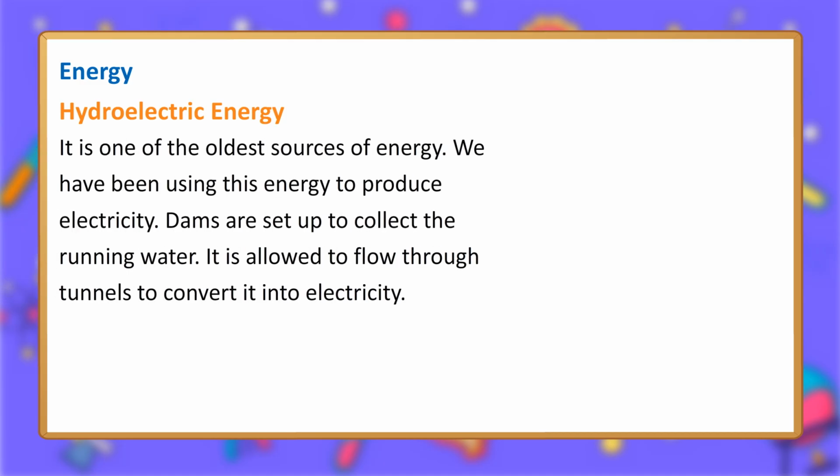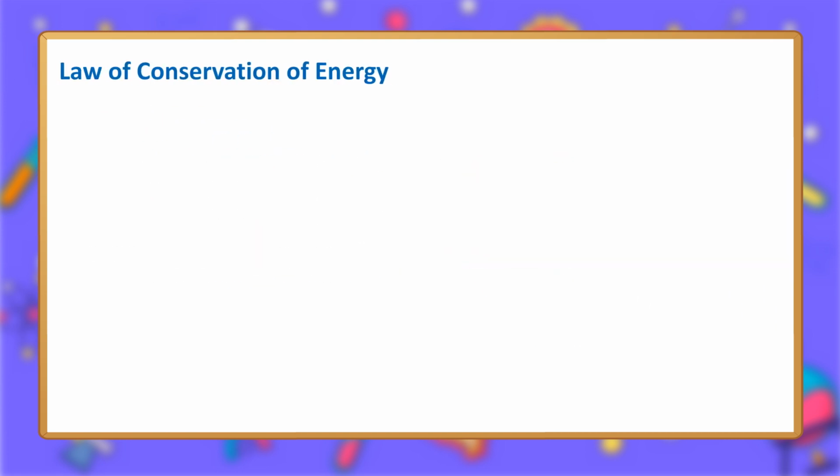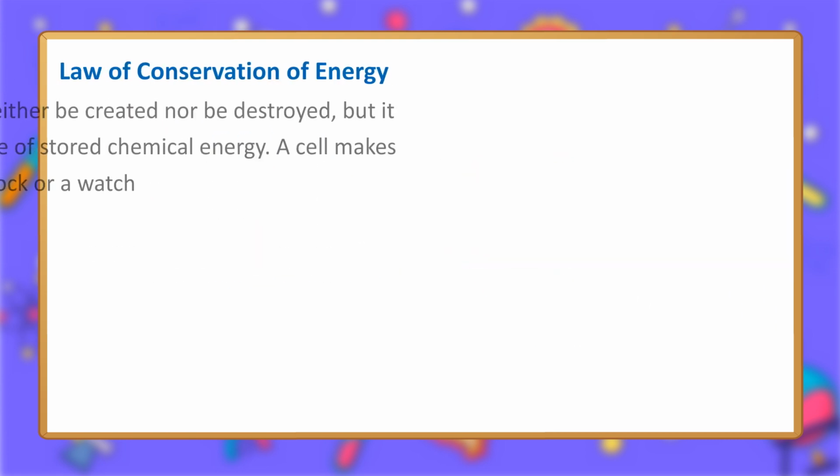Hydroelectric energy. It is one of the oldest sources of energy. We have been using this energy to produce electricity. Dams are set up to collect the running water. It is allowed to flow through tunnels to convert it into electricity.